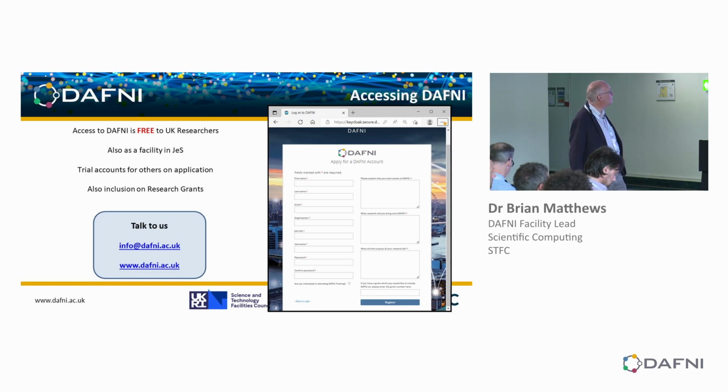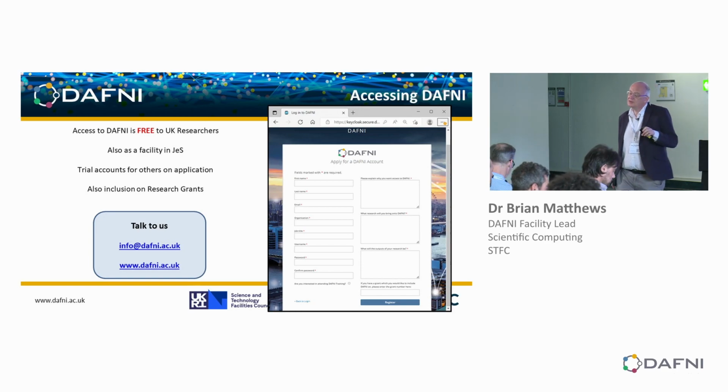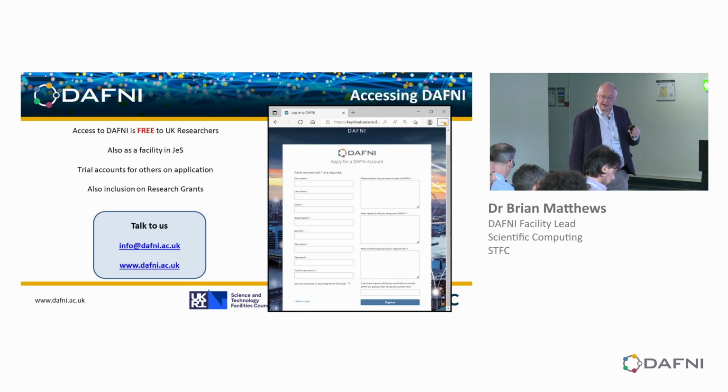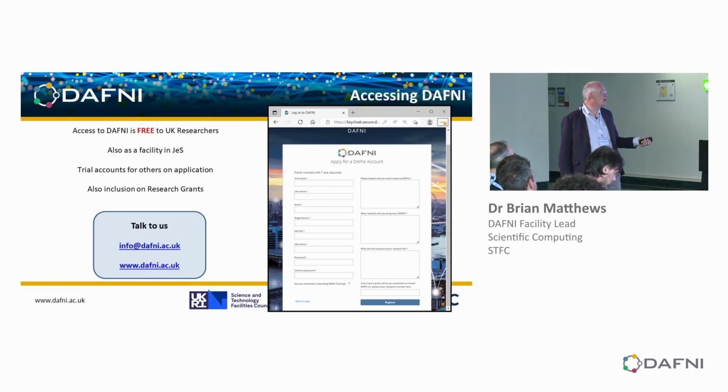We're also just recently adding as a facility on the JEDS system. So if you're applying for grants, you can say, oh, I'd like to use DAFNI. That gives us a really useful indication of where the demand is, who wants to use us in the future. For others who are not UK researchers, very happy to give trial accounts, come and talk to us on application, try it out, see what there is. We're very happy to collaborate with you there. And we're also very open to being included on research grants or other grants to do particular tasks, particular developments. So please come and talk to us. And those are some of our details.